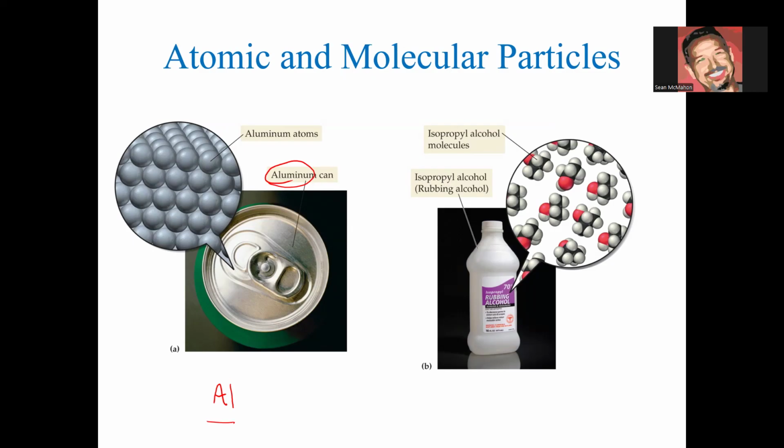Molecules tend to be more than one type of element or one type of atom bound together. So here we see isopropyl alcohol. That has a formula of C3H8O. You're not required to know that at this point at least, but I'm just showing you that it is a specific number of carbons, hydrogens, and oxygens to make this molecule.